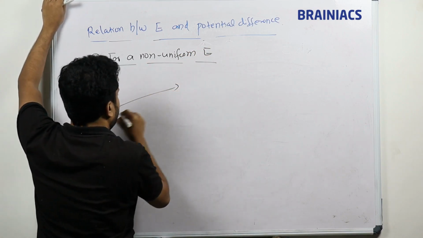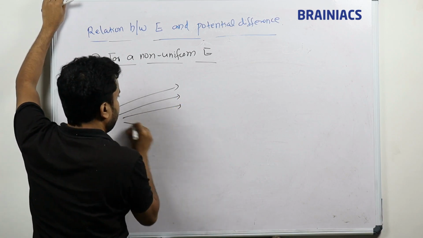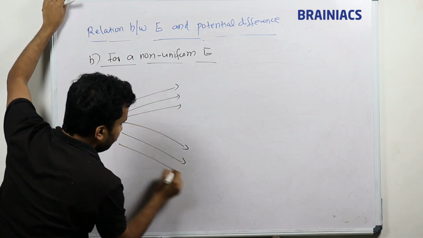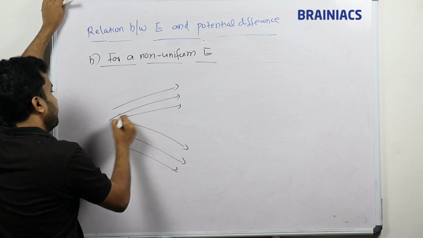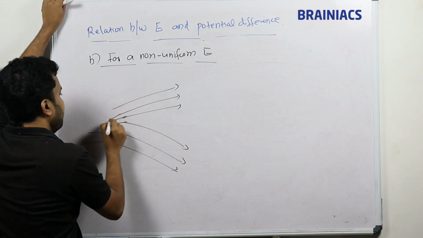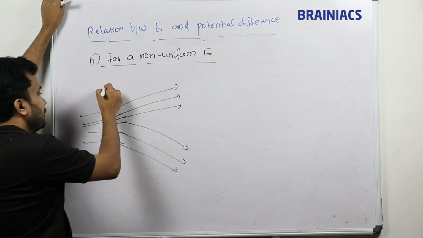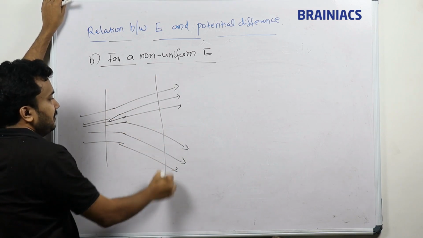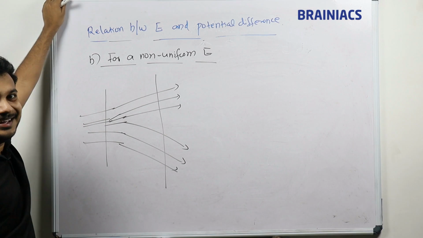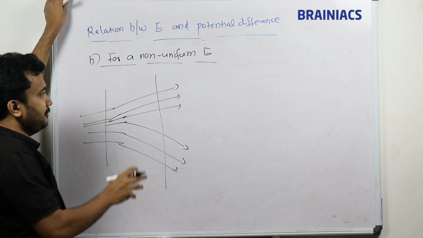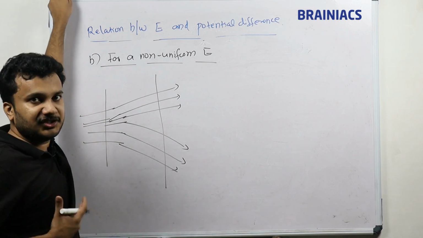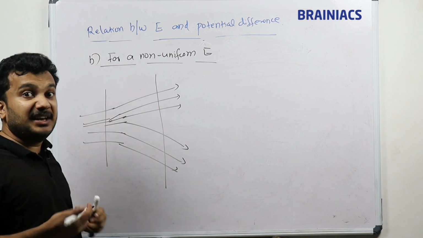Non-uniform means something like this. This is a non-uniform, right? Here, if you are seeing, the electric field intensity will be higher at this point. So at this point electric field intensity is higher, and here at this point electric field intensity will be lesser. In a non-uniform electric field, the intensity strength is not the same, it is varying.